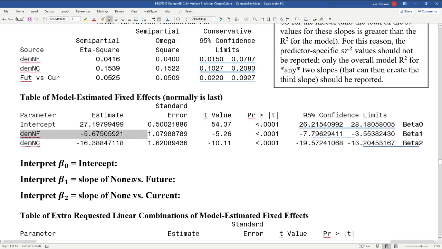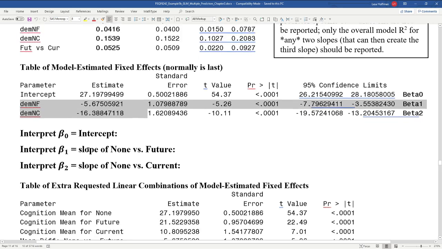This slope gives us the mean difference of the future group relative to none, so future is lower by about 5.6, significantly so. The current group is lower than the none group by 16, again, significantly so. And if I were to take the difference in these two slopes, that gives me the difference between the future group that's part of this contrast and the current group that's part of this contrast. It looks like it would be about 11.